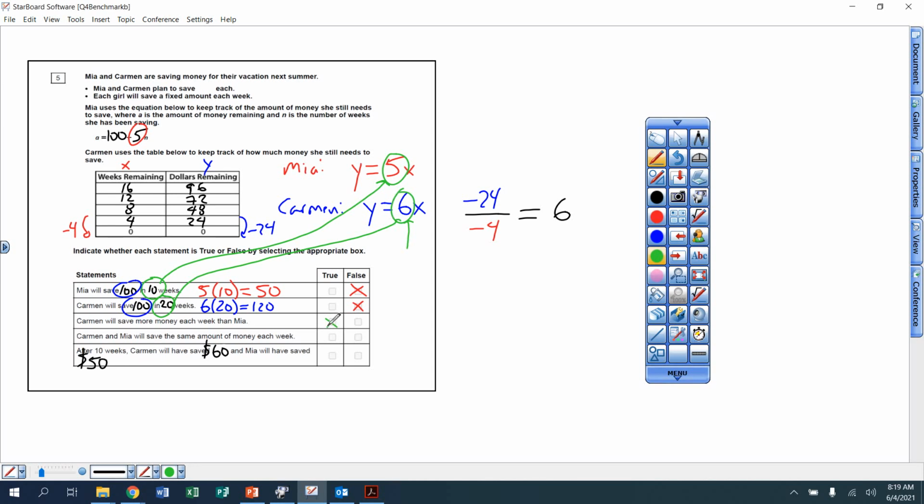Carmen and Mia save the same amount. Those numbers would have to be the same, both 6s or both 5s. That's not good. And then for this one, if I plug in to Carmen's equation, this number 10, does it give me that 60 number? Yes, it does. If I take that same 10 number, but plug it into Mia's equation, does it give me that 50? And that one does. That's a double yes. If one of those was bad, that would be a no.